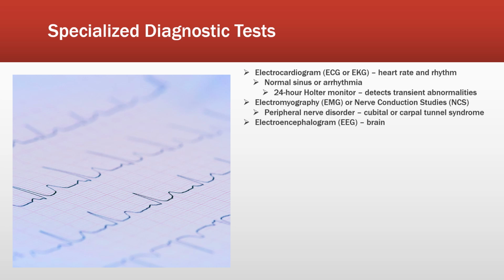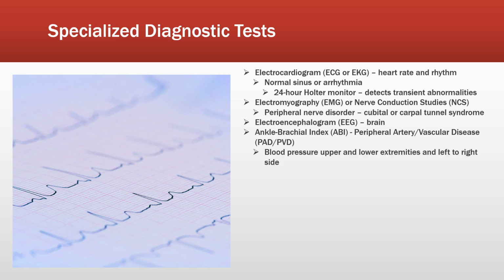Patients with suspected peripheral artery or vascular disease may undergo an ankle brachial index, which we can say an ABI. This test compares the blood pressure of the upper extremities to that in the lower extremities, as well as on the left to the right side. Those patients with known or suspected cardiovascular disease may routinely undergo a cardiac stress test. This test involves obtaining an EKG during exercise on a treadmill or similar device.